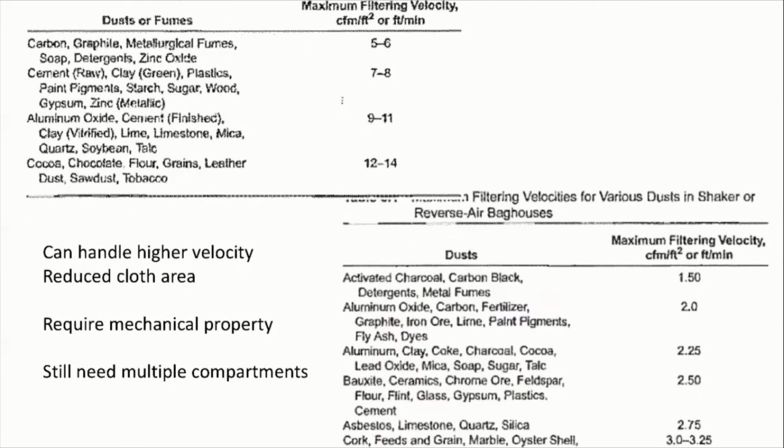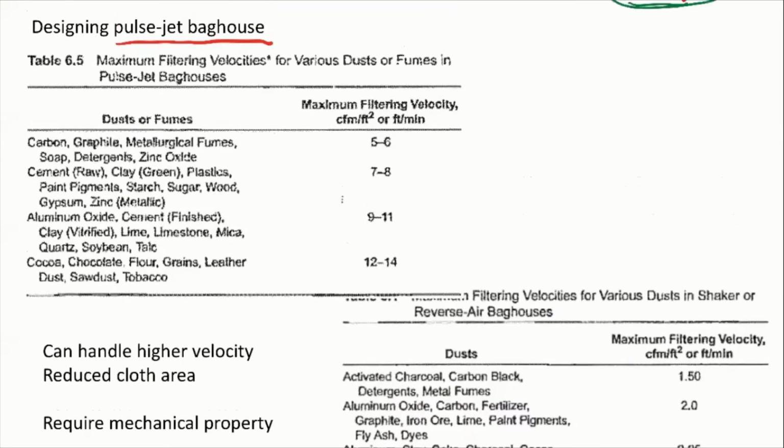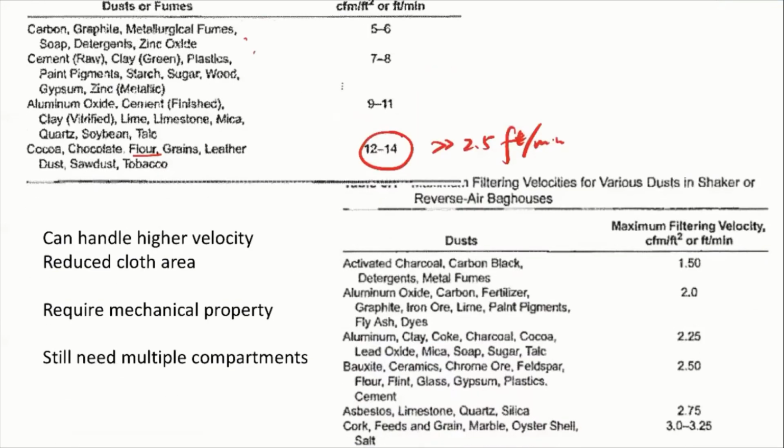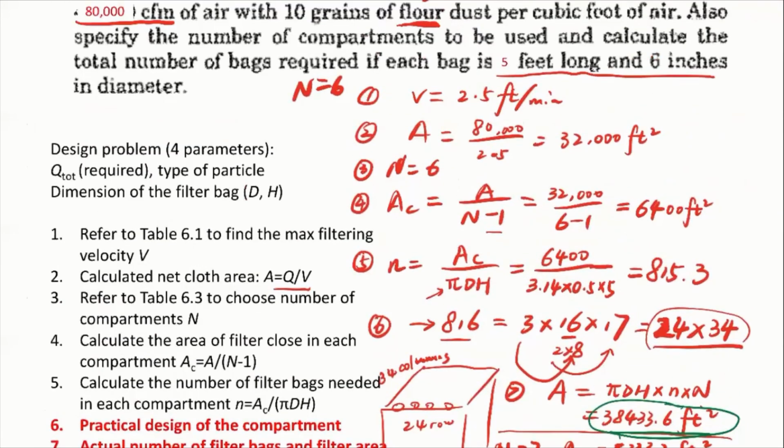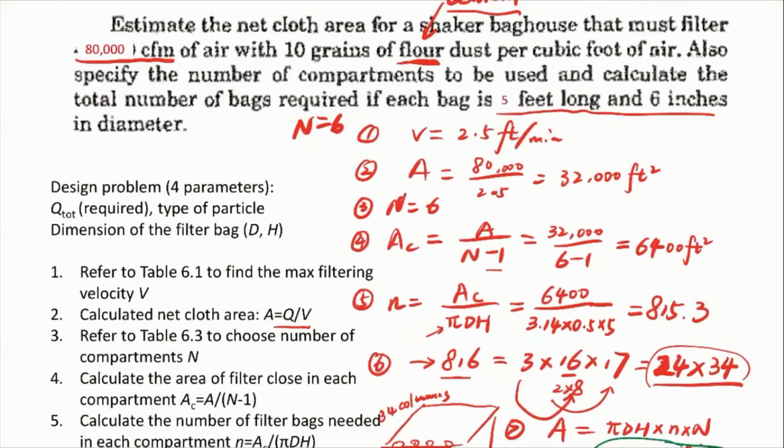So we can indeed compare their orders of magnitude. Here, in this table, the maximum filtering velocity for the pulse jet baghouse, for a lot of these particles, let's say for flour, you can see is much higher compared to 2.5 feet per minute, right? If you have a higher maximum velocity, it's going to change the net cloth area, right? Basically, if you have a higher velocity, then you're going to save some material for the filter bags.